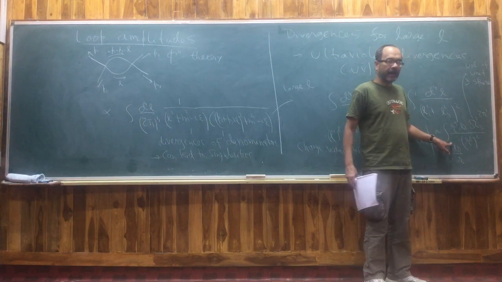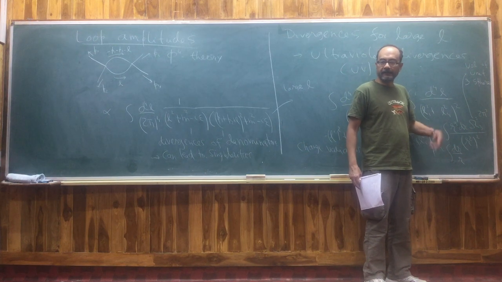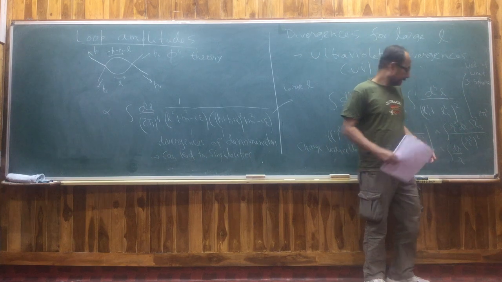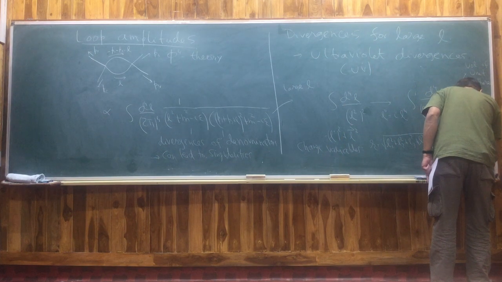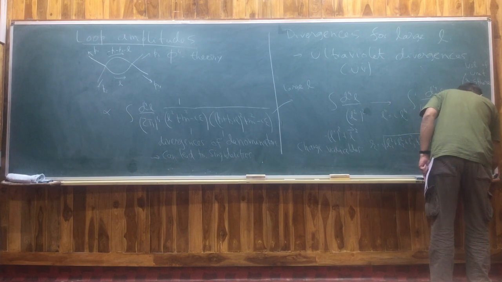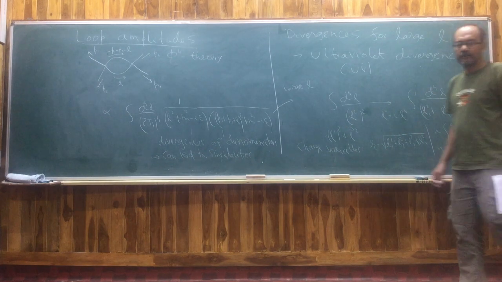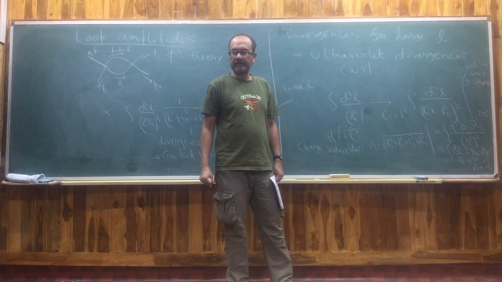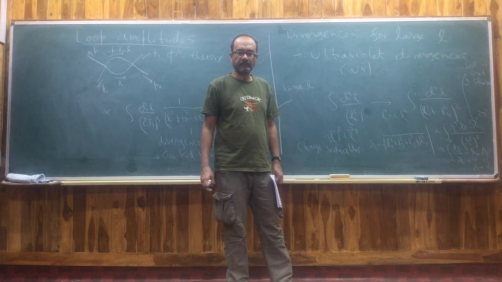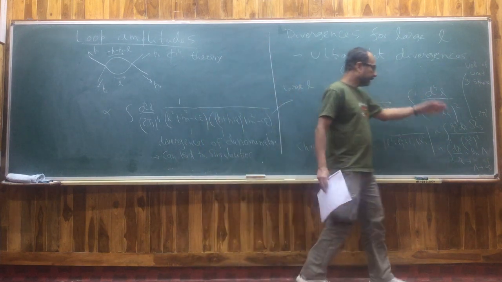If you take the upper limit to be lambda, this goes as log lambda, and that goes to infinity as lambda goes to infinity. Is this point clear? So you see that this integral is logarithmically divergent.